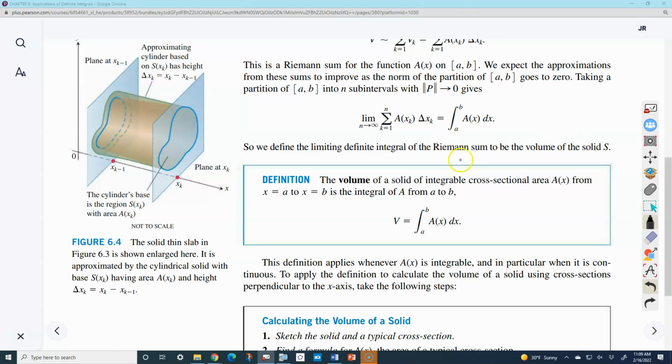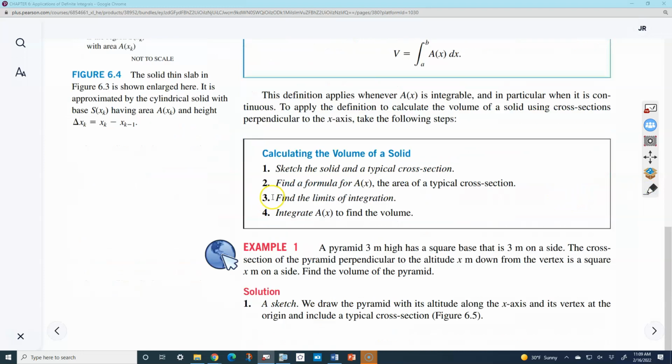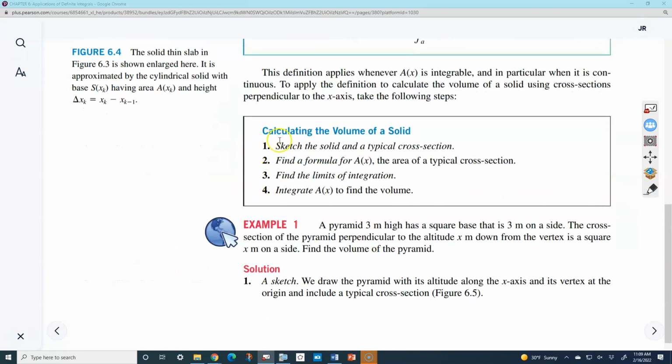So here is a good step-by-step process. First, you want to sketch the solid and a typical cross-section of it, and then find the formula for A of x. That's the cross-sectional area in terms of x. Find the limits of integration, which is sometimes easy. Sometimes you've got to do a little bit of math to figure out the limits of integration. And then finally, once you've got the area expression and the limits of integration, you can integrate that and find the volume.